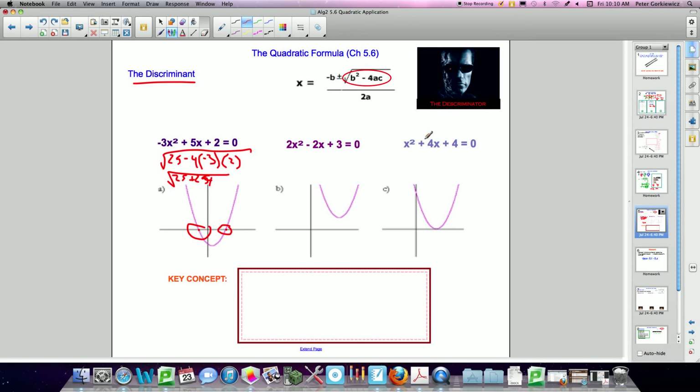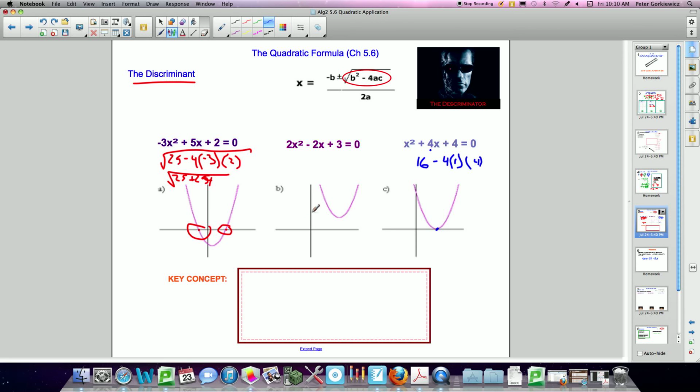With this one, if you take a look at this one, if you put in b squared minus 4ac, b squared is 16, so minus 4 times a, which is 1, times c, which is another 4. This is 16 minus 16, and that's 0. And when that pops up, you get one solution.